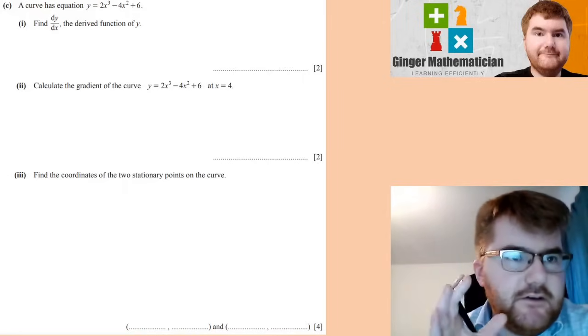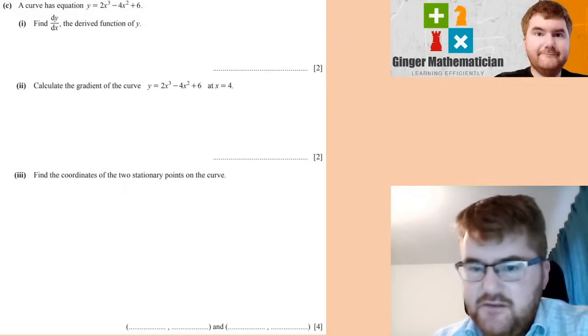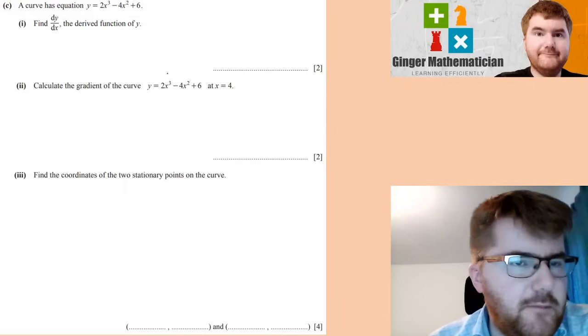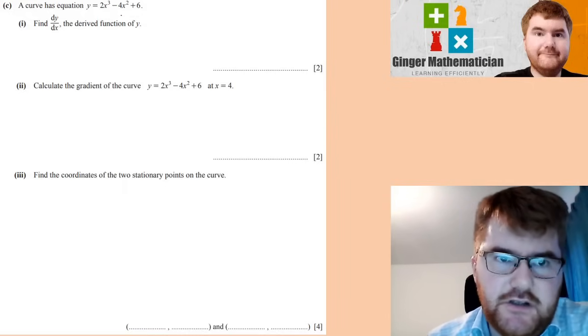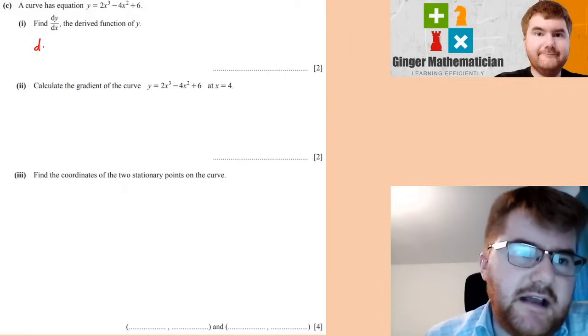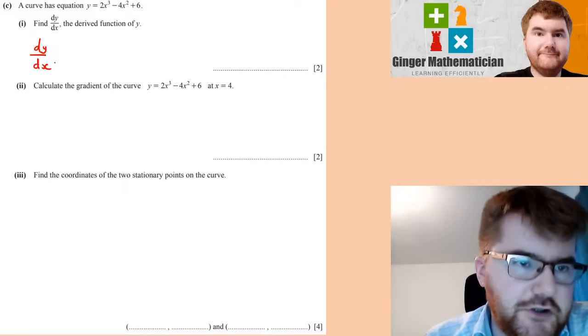And so we're going to look at this one here. As you can see, it's out of 8 marks, so it's going to take a little bit more work. So first of all, we want to work out dy by dx of this function here. So the way we do that is just like we did on the paper 2 questions.